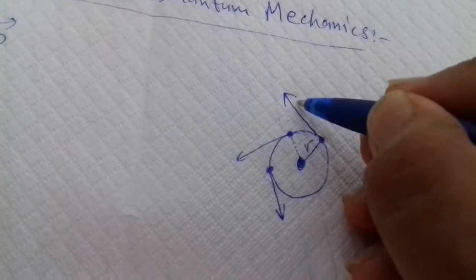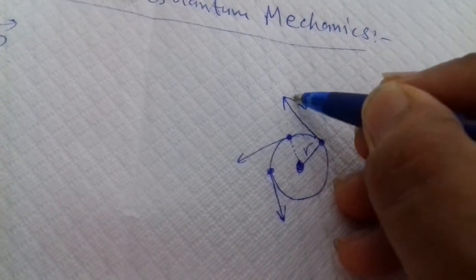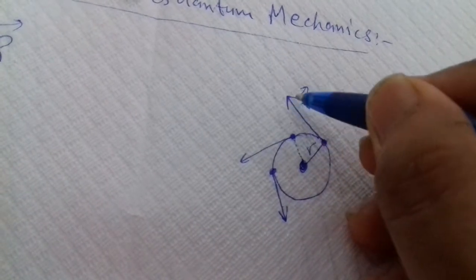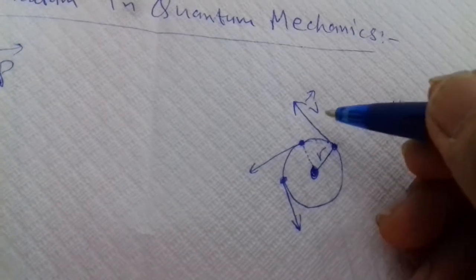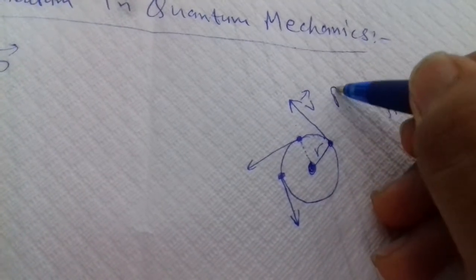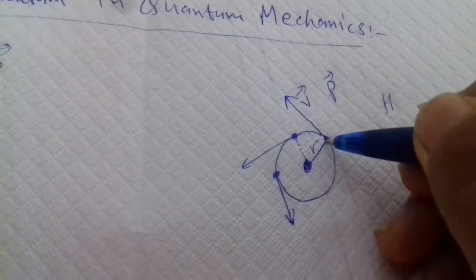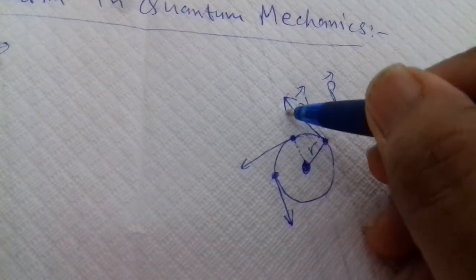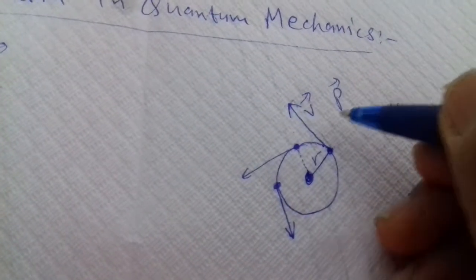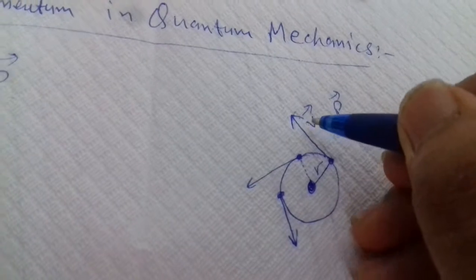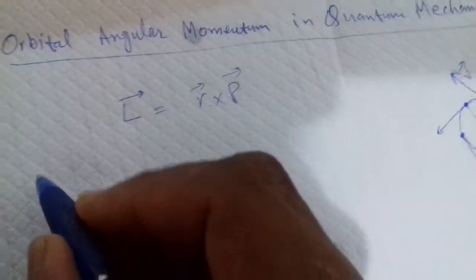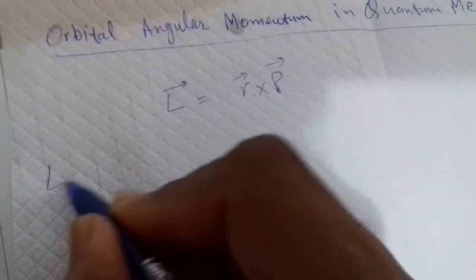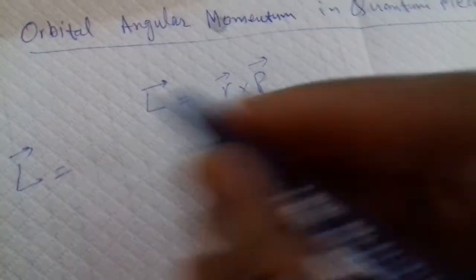So let's suppose this is the particle and this is the direction of the velocity. Remember that the direction of the linear velocity and the direction of the momentum are always the same. So if the direction of velocity is in this direction, then the linear momentum will also be in this direction. Let's start now. Angular momentum L is equal to R cross P.